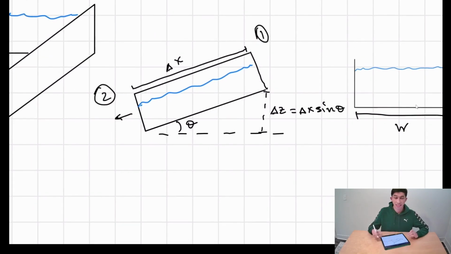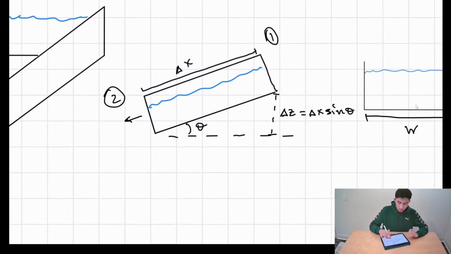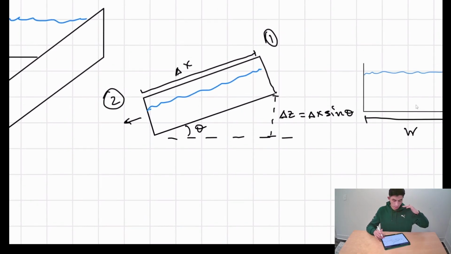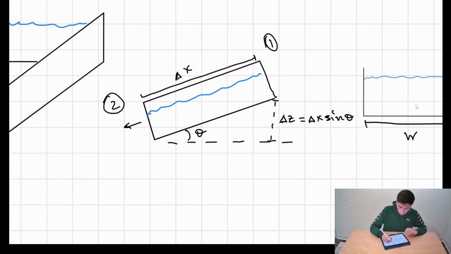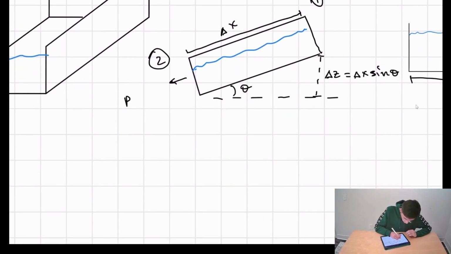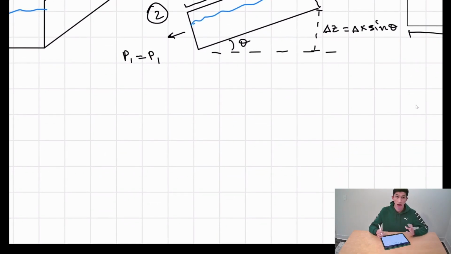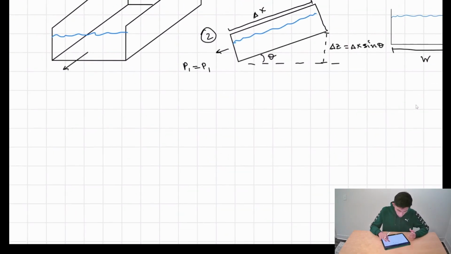Because it's an open channel, if we say the top to be the first point and the bottom to be the second point, the pressure at point 1 is going to be equal to the pressure at point 2. We're going to need that information later in our expression.